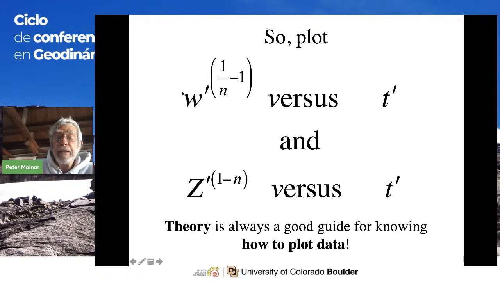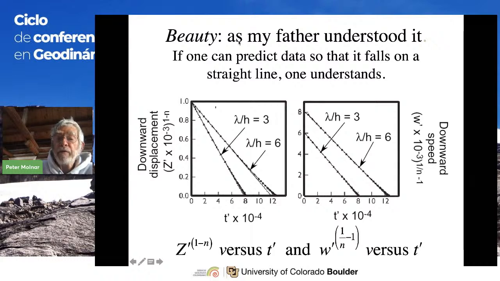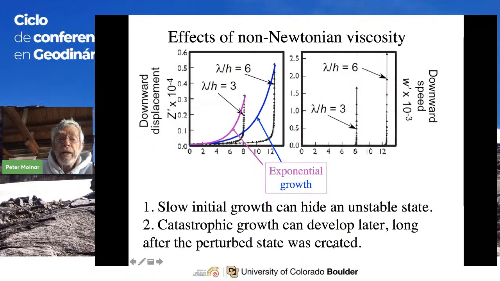And so we plot not W versus time, but W to the 1 over n minus 1. This is a negative power. And Z to the 1 minus n, again, a negative power, versus time. And there we get straight lines. My father died long before we did this, but he would have been very proud of this. And I argue if we could predict data so that it falls on a straight line, we understand. This is a key to understanding. So what we're finding is this relationship, but not only that, we're getting a value for the blow-up time.